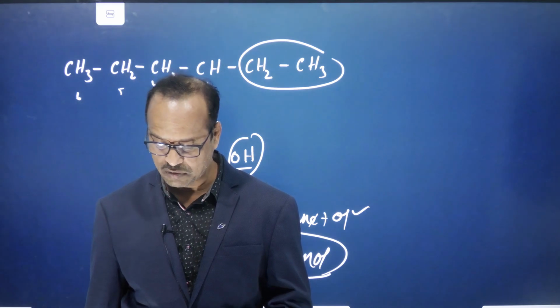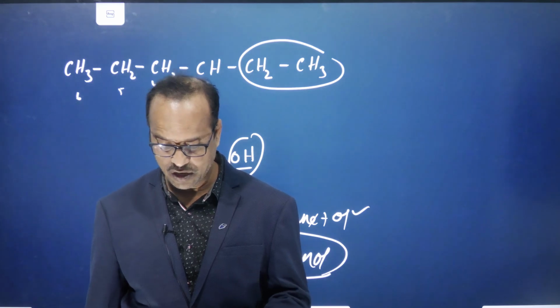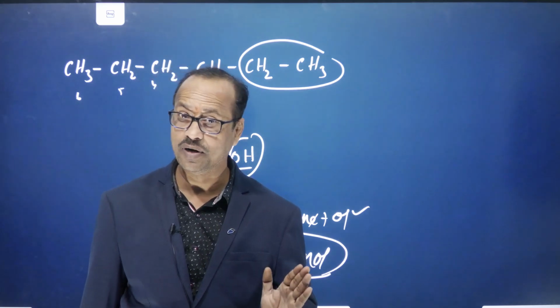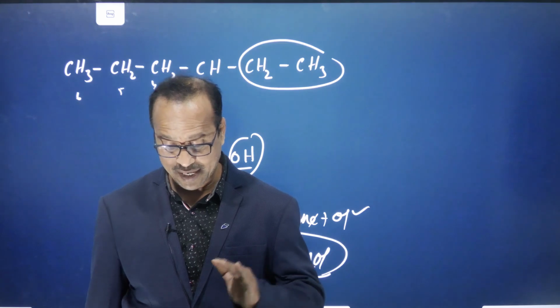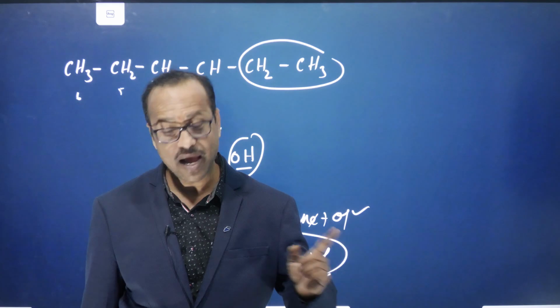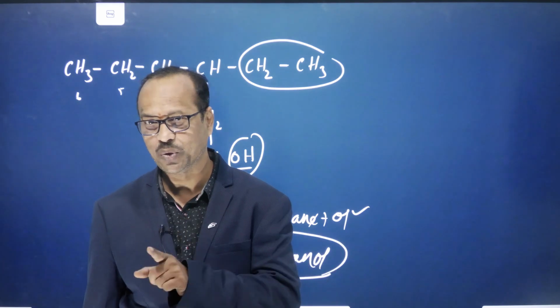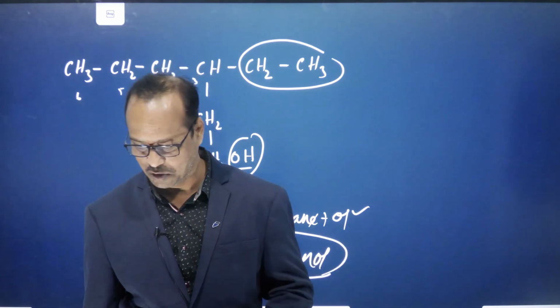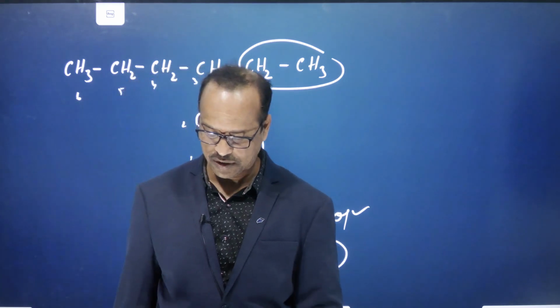Which of the following groups is always represented by prefixes in the nomenclature? Prefix means before. Amine, we write last. Cyanide, we write last. CHO, aldehyde, we write last. Nitro, NO2, that we write as a prefix. So the option is the fourth option.